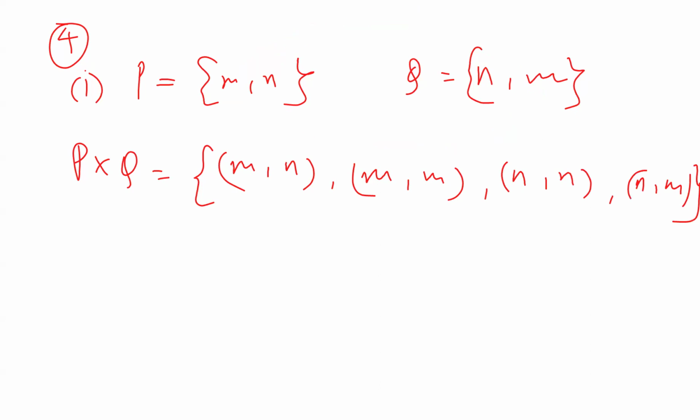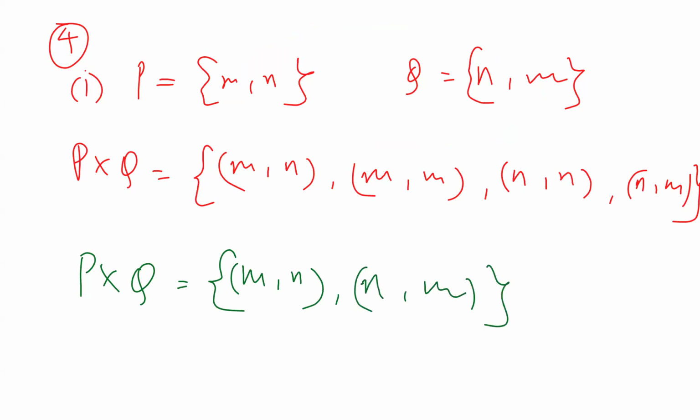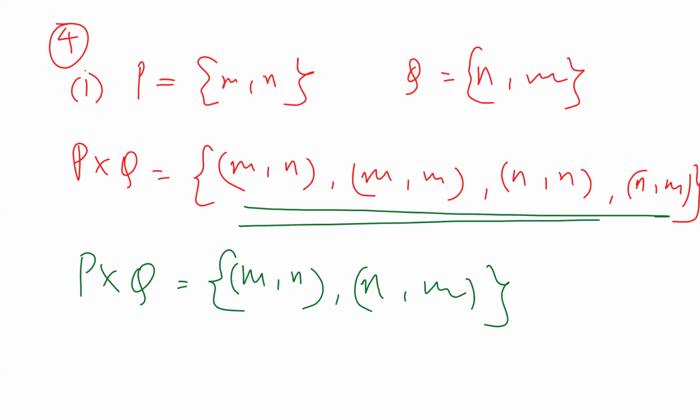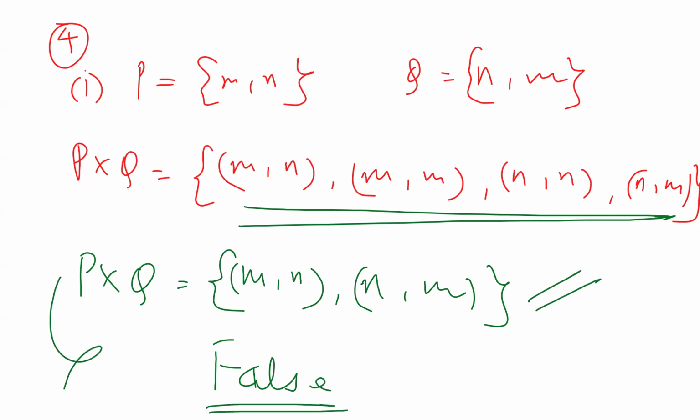But then what they have mentioned over here is something else. They are writing P cross Q as M comma N and N comma M. Right? Now, ideally, there should be 4 ordered pairs, but they are mentioning only 2 ordered pairs. So the answer is false over here. Whatever they have given, this is not true, right? Okay, yeah. Let us go to the second sub question.